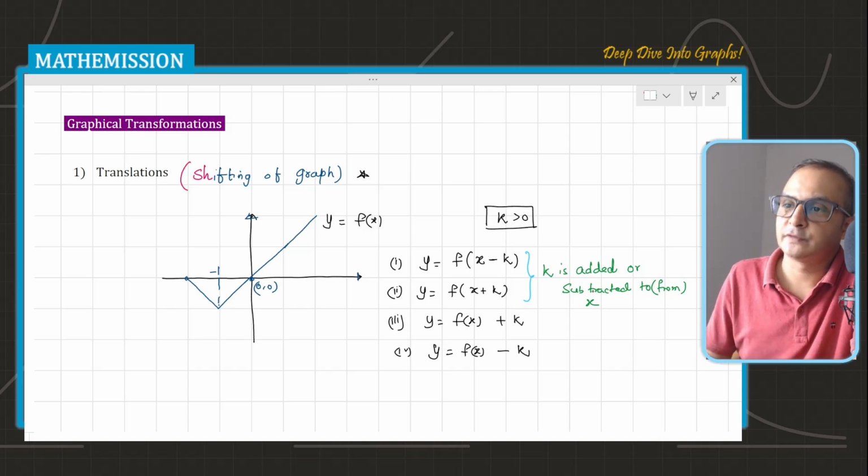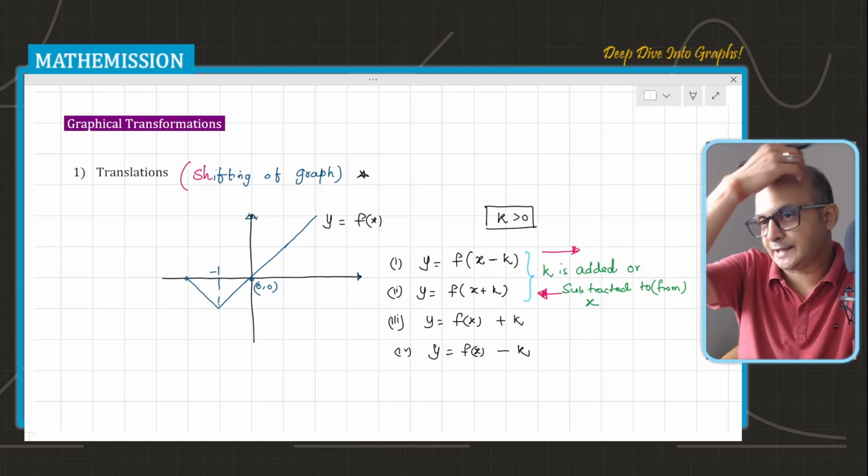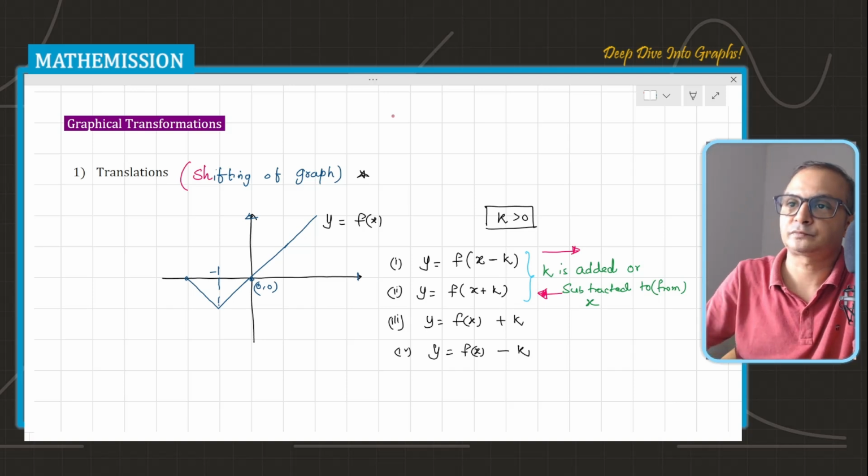So k is positive, and I'm adding or subtracting. What kind of effect will this give you? The first, f of x minus k, will give you the effect of shifting the graph rightward k unit. F of x plus k will give you the effect of shifting the graph leftward k unit. And why it is happening, let us try to understand.